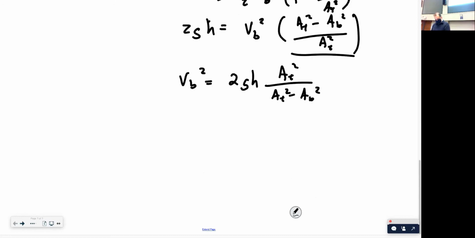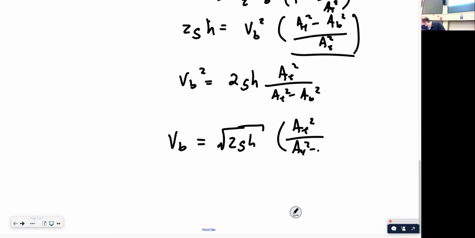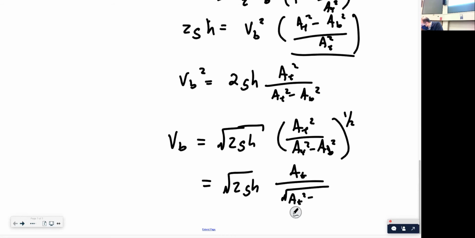Now I can take the square root of both sides. VB equals the square root of 2gh times the square root of AT squared over AT squared minus AB squared, all to the 1/2. Or if you like, the square root of 2gh times AT over the square root of AT squared minus AB squared. Those two are equivalent, just squaring the numerator of that term and only square rooting the bottom of it.